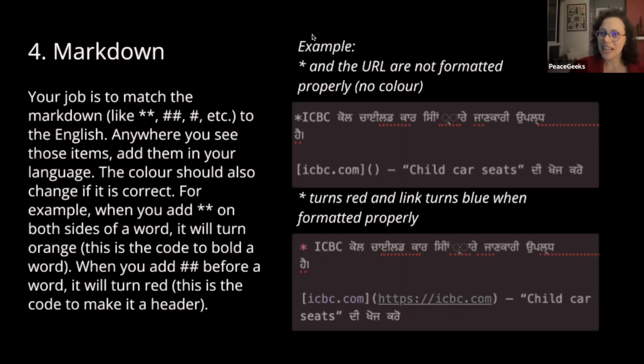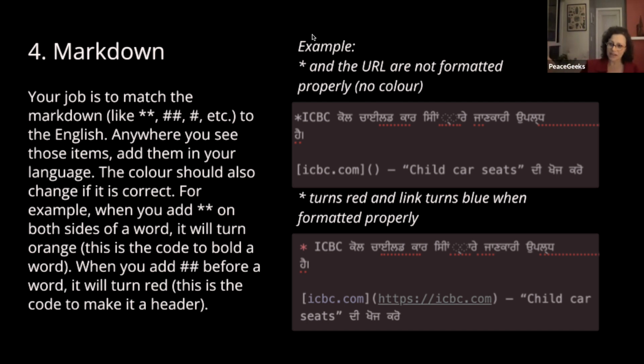Okay, the fourth thing is the Markdown. So this is more about special formatting. And this part I think is the most, you could say, fun, because the color changes if you're using Atom. When you add in this Markdown language, the color should change if it's correct. So for example, you can actually see here, when you add these two stars, asterisks, to both sides of the word, it turns orange to let you know that it's working.